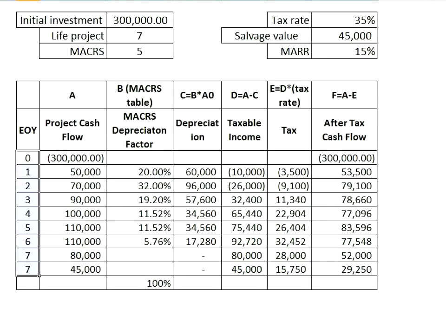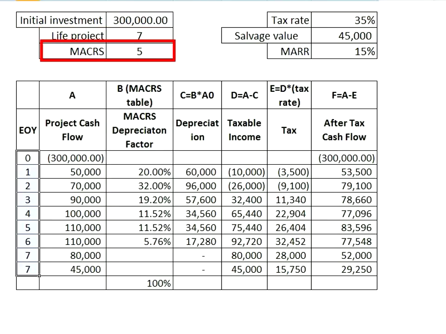In this video, we're going to talk about the effect of depreciation and taxes in the calculation of the present worth of projects. Without any further introduction, let's talk about the project in which we have an initial investment of $300,000 and the life is 7 years.